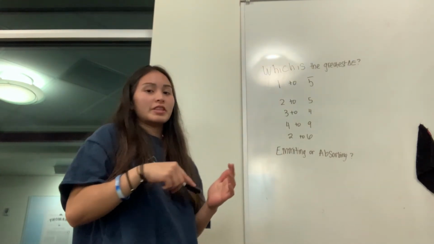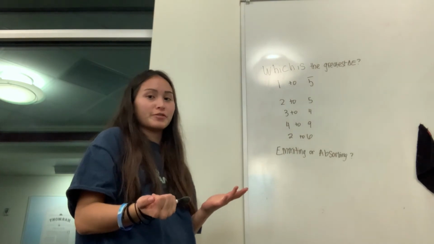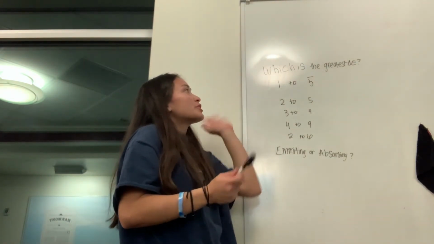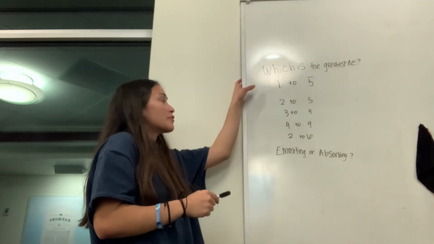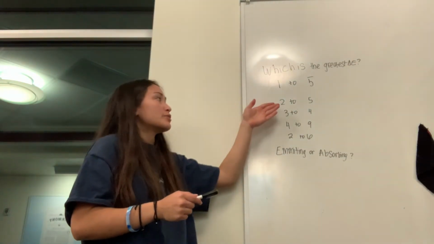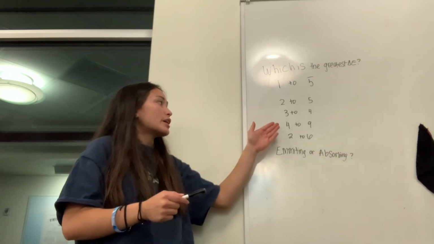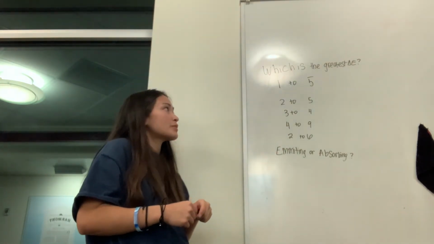So that's the end of the lesson. Let's do some practice problems to check our comprehension. The first question is, which has the greatest change in energy? Here we have going from n equals 1 to n equals 5, n equals 2 to n equals 5, n equals 3 to n equals 4, n equals 4 to 9, or n equals 2 to n equals 6.